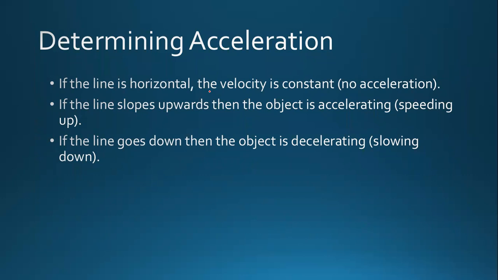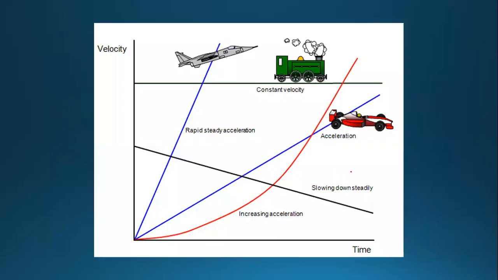And if the line slopes upwards, then the object is accelerating or speeding up. मतलब कि वो कह रहे हैं, अगर line horizontal है, for example this, velocity is constant, which means no acceleration. If the line slopes upwards, this means that the object is accelerating. If the line goes down, तो इसका क्या मतलब है कि आपके पास जो object है that is decelerating. इसको हम positive acceleration भी कहते हैं and we also call it negative acceleration.